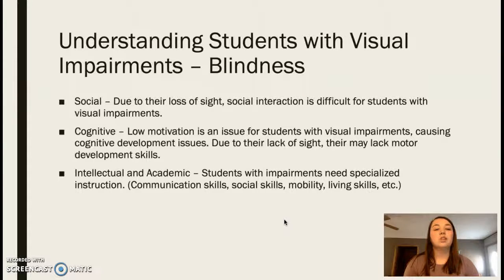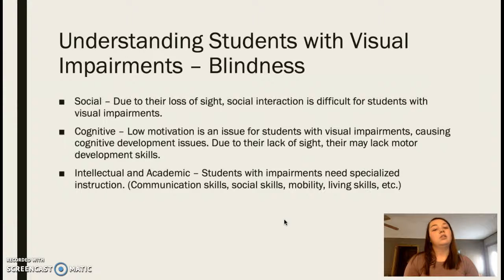So from a social standpoint, due to their loss of sight, their social interaction can be difficult. They can have trouble with development skills, and they have low motivation due to the fact that they can't see the environment around them. This can really mess them up, because their development skills of their motor skills is lacking because of their inability to see things and take in the world.